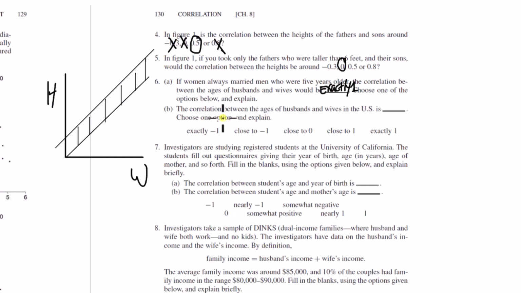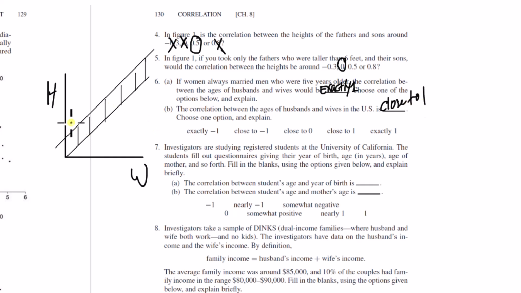Okay, the correlation between the ages of husbands and wives in the U.S. is, what is the actual correlation? Okay, well, I don't know. What are they saying here? They're saying if this is true, I mean, if a study showed that women always seem to marry men that were a few years older, around 5 years older, well, then in actuality, it would be close to 1.